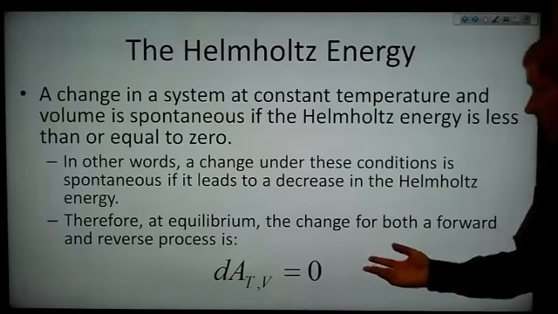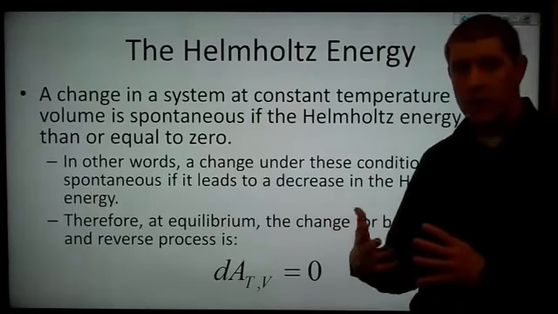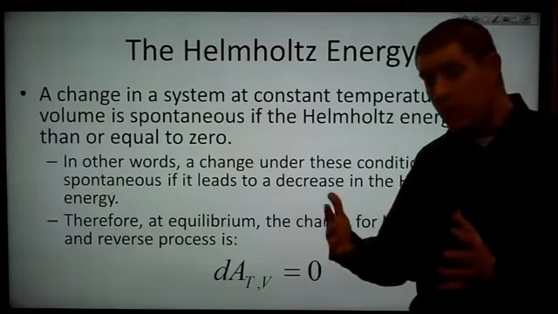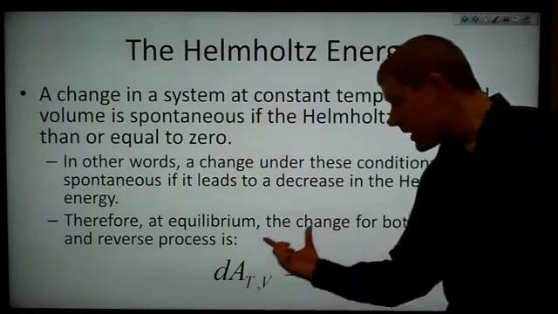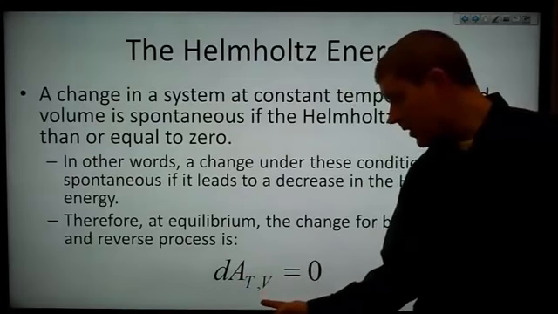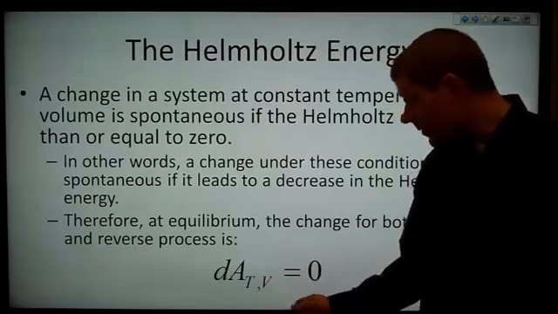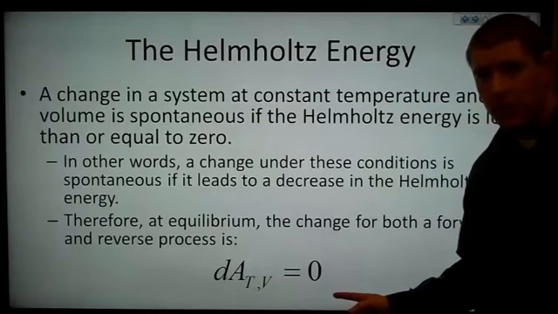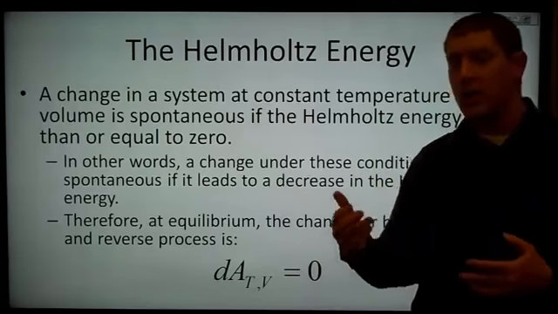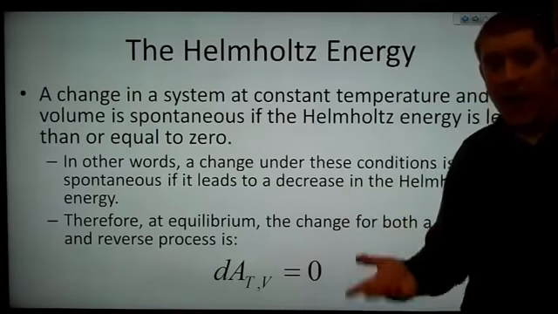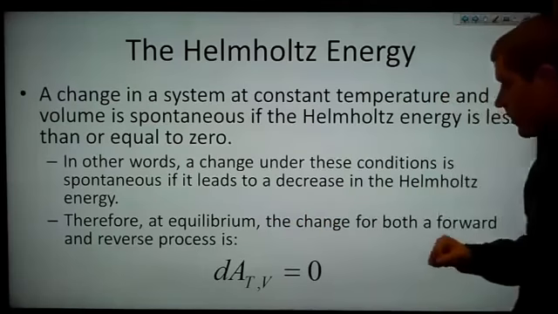So, at equilibrium, both the forward and reverse processes can happen spontaneously. That means that at equilibrium, the change in Helmholtz energy at constant temperature and volume is equal to 0. If it's equal to 0, then both the forward and reverse processes are spontaneous. That means they're both happening at the same time, and that means we have an equilibrium.